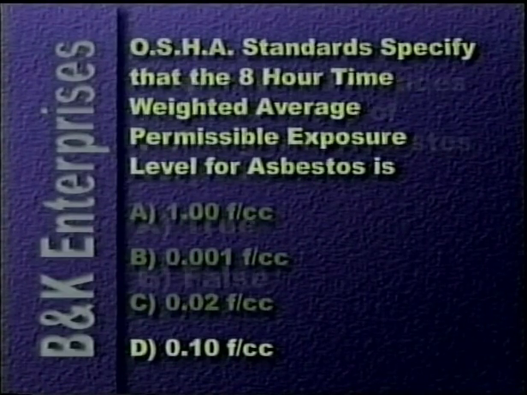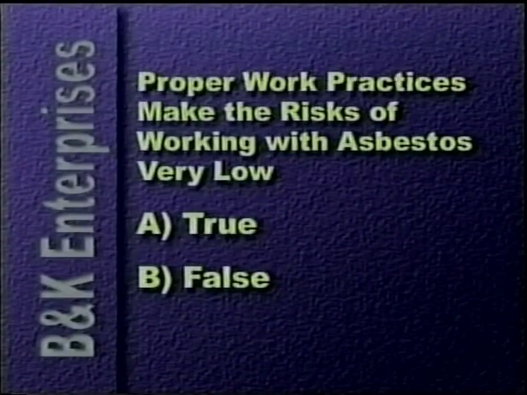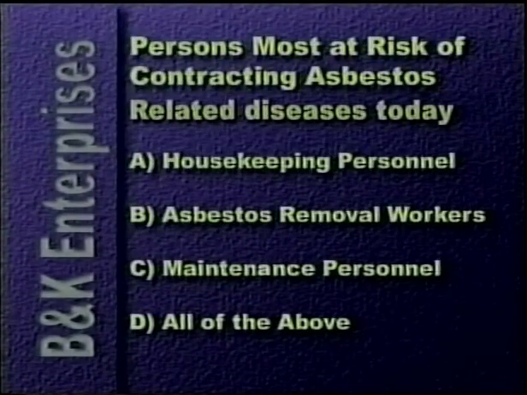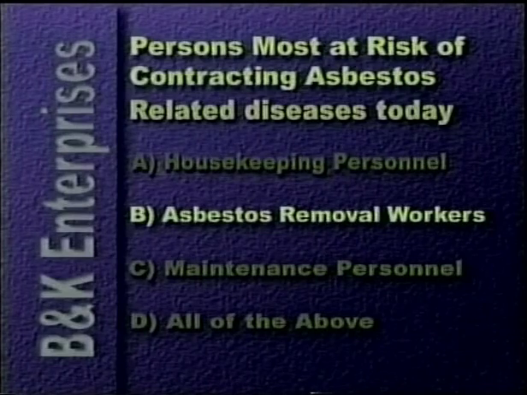Number 18. Proper work practices make the risks of working with asbestos very low. The correct answer is A. True. Number 19. Persons most at risk of contracting an asbestos-related disease today are A. Housekeeping personnel, B. Asbestos removal workers, C. Maintenance personnel, or D. All of the above. The correct answer is B. Asbestos removal workers.